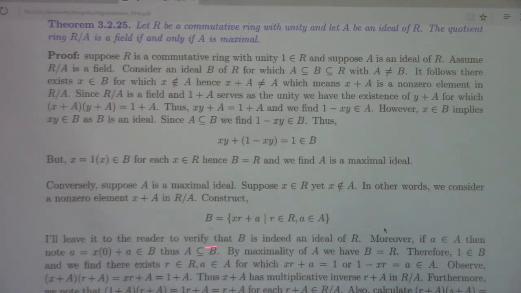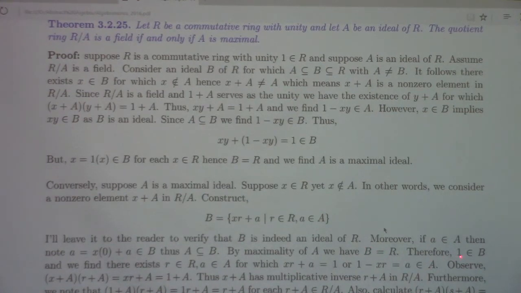And so, check this out. If a is in A, then a is equal to x times 0 plus a, right? So that means a is in B. See that? Not that hard. What's that mean? Any element of A is in B. That means that A is a subset of B, right? But we're assuming what? Assuming A is maximal, right? So if B is an ideal which contains A, that means that B has to be equal to R. All right?